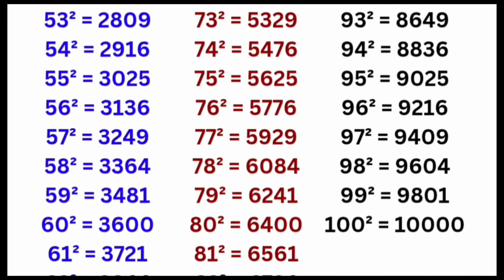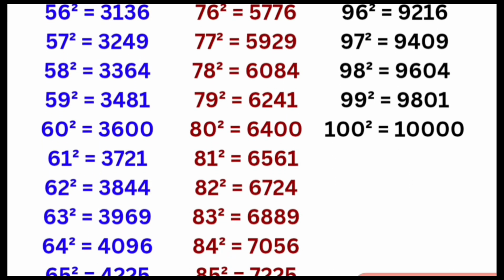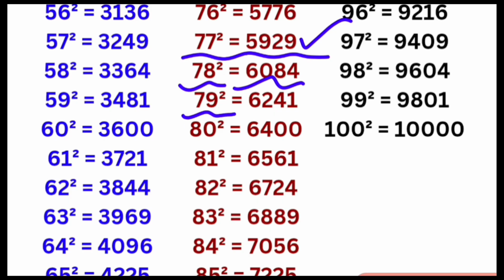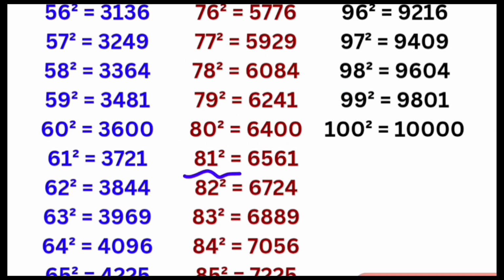Square of 76 is equal to 5776. Square of 77 is equal to 5929. Square of 78 is equal to 6084. Square of 79 is equal to 6241. Square of 80 is equal to 6400. Square of 81 is equal to 6561.